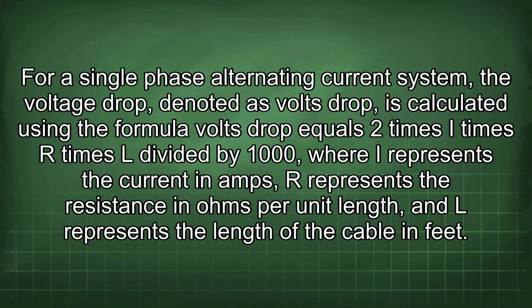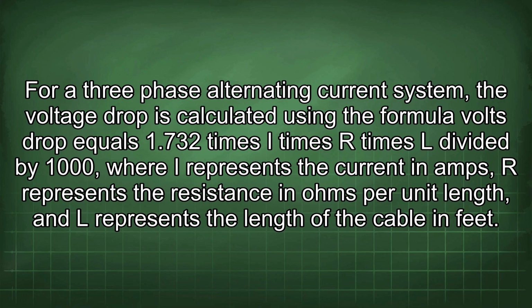For a single-phase alternating current system, the voltage drop, denoted as volts drop, is calculated using the formula volts drop equals 2 times I times R times L divided by 1000, where I represents the current in amps, R represents the resistance in ohms per unit length, and L represents the length of the cable in feet.